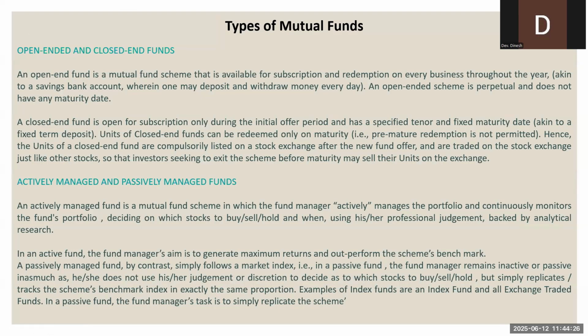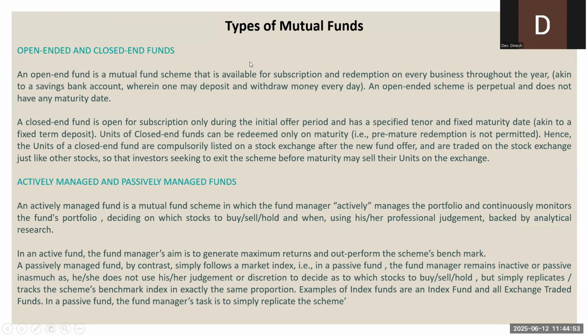Types of mutual funds: open-ended and closed-end funds. What is an open-end fund? Subscribers can join and exit at any time. It does not have any maturity. A closed-ended fund will have a period of subscription after which you cannot join, and premature redemption is not allowed.